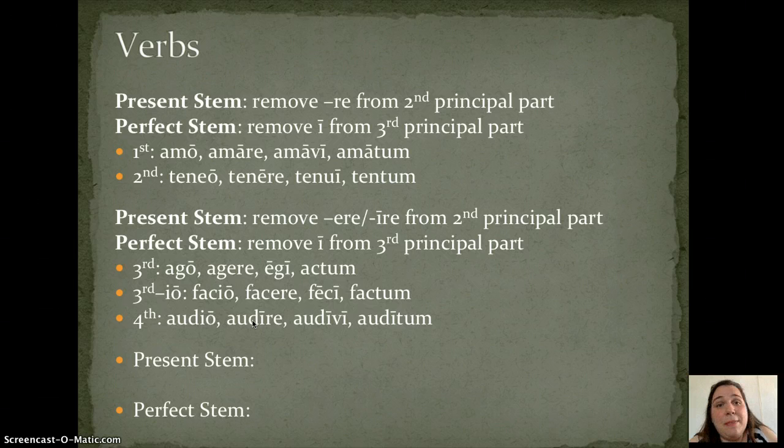And that's going to be important in how we form the present and the future for third, third io, and fourth. Regardless of the conjugation of the verb, the perfect active stem is formed the same way for all conjugations, okay? So you remove the I from the third principal part. So our perfect stem for amo is amau. For teneo is tenu. For ago is eg. For facio is fec, and for audio is audiv. Okay?